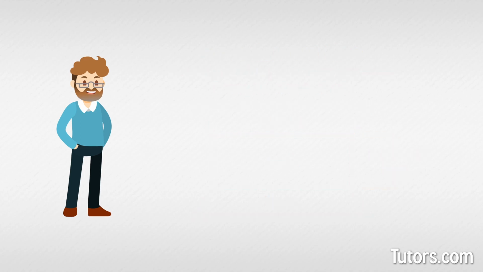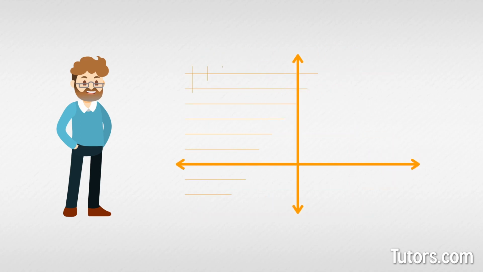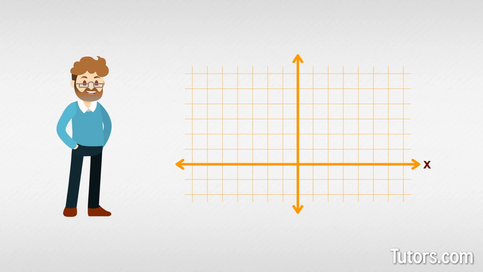To graph a horizontal line, take a piece of graph paper and construct an x-axis and y-axis. A horizontal line will stretch from the left side of the paper to the right, with the same y value throughout. If you add another horizontal line, you will have to make it parallel to your first one, either at a greater or lesser y value.